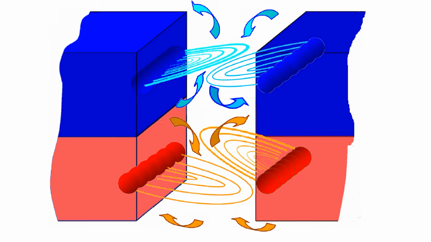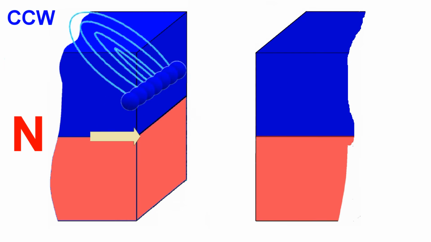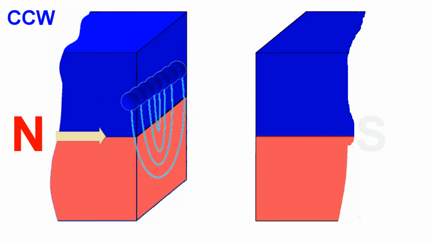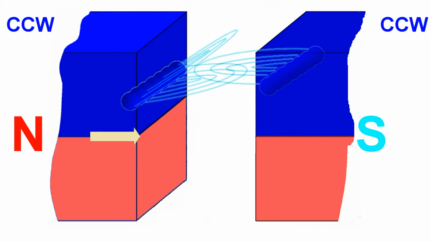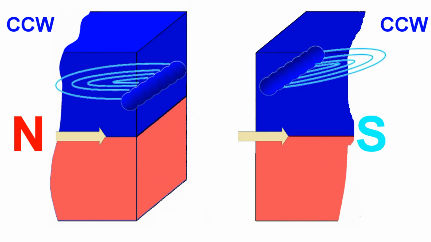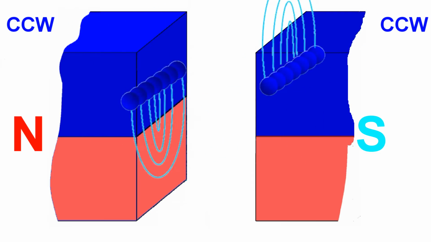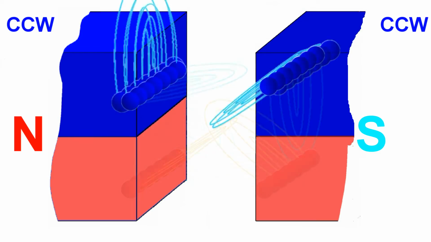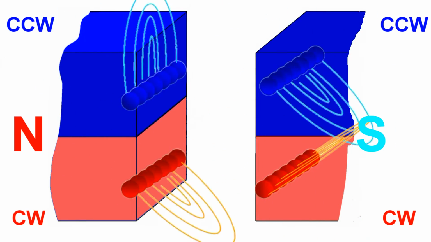Let's now look at what happens at the four corners of two magnets that face each other north to south. On the top half of the first magnet, the threads are swinging counterclockwise. On the top half of the second magnet, the threads are also swinging counterclockwise. The threads on the first magnet come up and latch on to the threads of the other magnet when they come down.